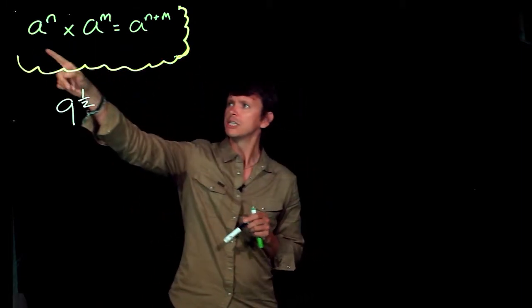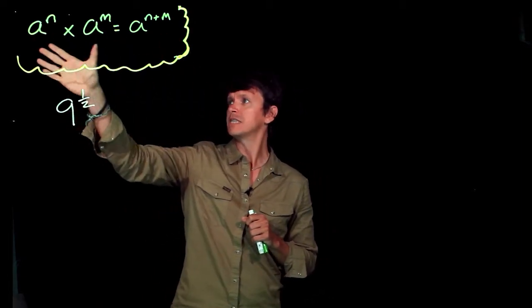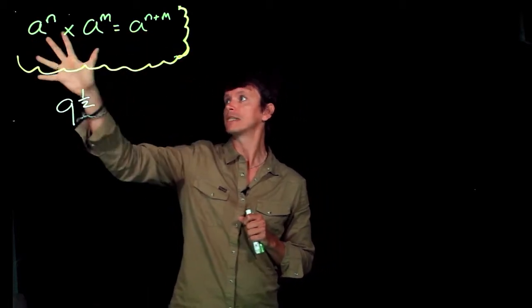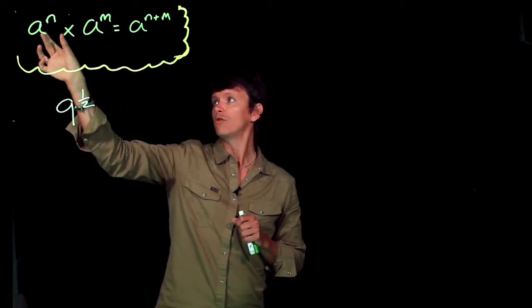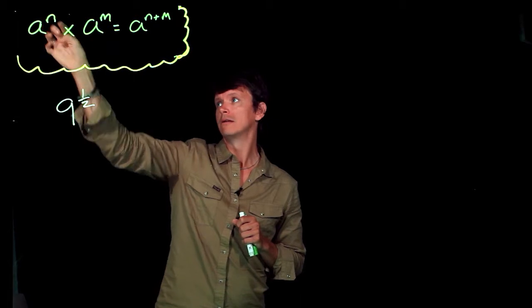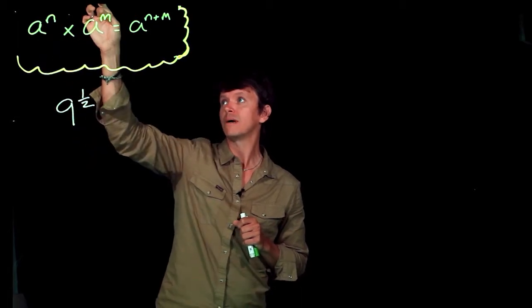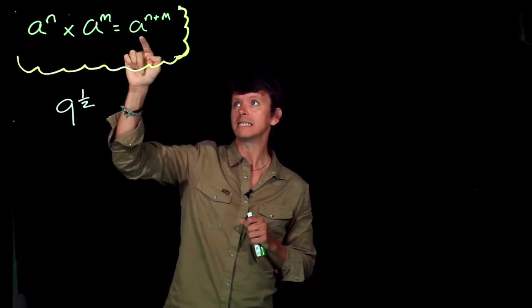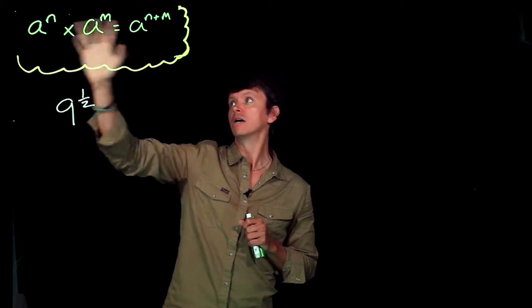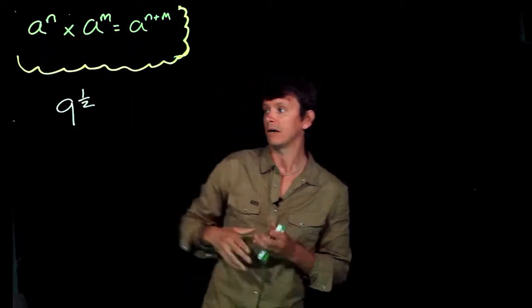Before we do that, just a quick recap of this indices rule that we worked out in a previous video, where if we take a number a and raise it to the power n, multiplied by the same number raised to the power m, the result is a to the power of n plus m. When we're multiplying, we add the powers.